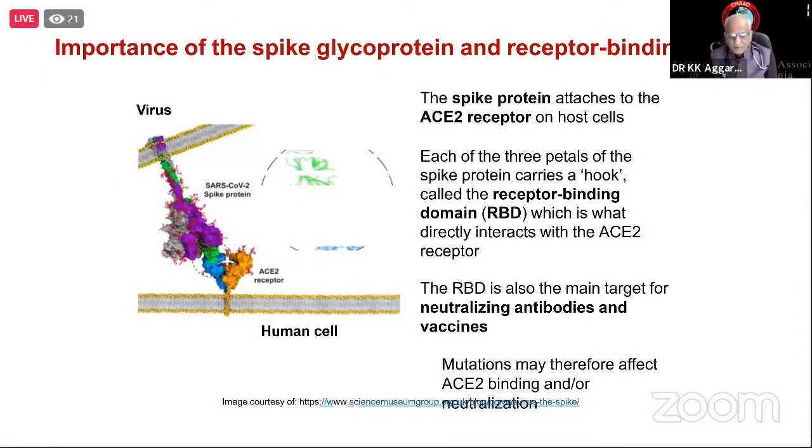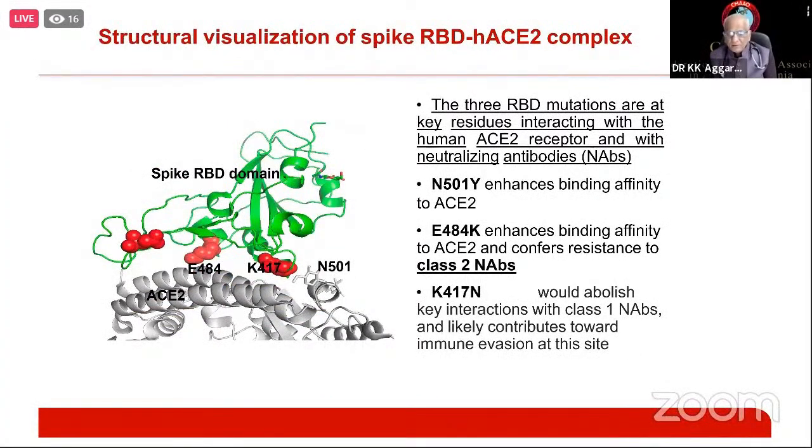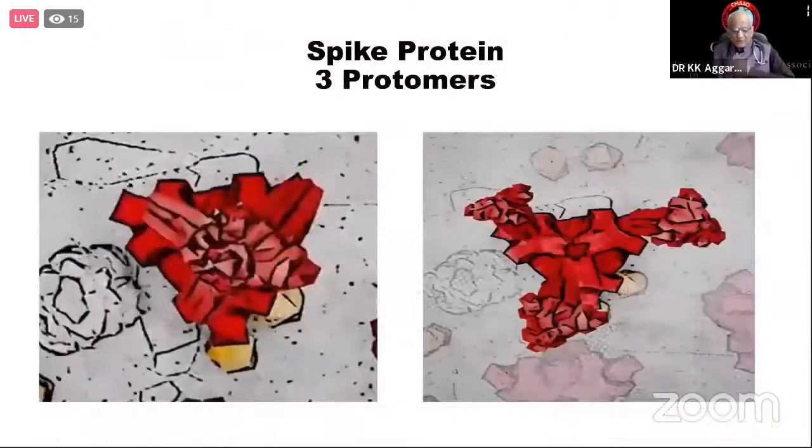This is a slide given to me by the South African Medical Association. This basically talks about neutralizing antibodies. Each of the 3 petals of the spike protein carries a hook, which is responsible for the binding, and different types of hooking resistance antibodies will develop. They say 484 enhances binding affinity to ACE2 and confers resistance to class 1, class 2, class 3, class 4. This is what I said, how they close and how they open, and this is what I have shown.